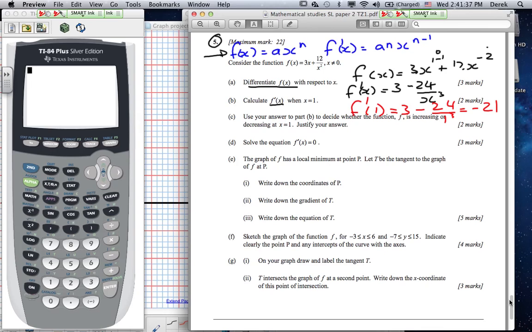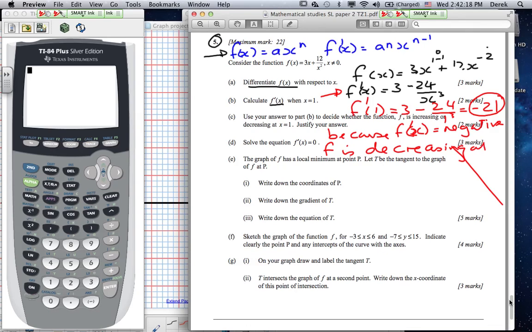And it says use your answer in part B to decide whether the function f is increasing or decreasing at x is equal to 1. Now remember this f prime of x, a differentiated value, is giving an equation for the slope. So when I have f prime of 1 and I'm getting negative 21, it means that the slope is negative. It means that it's going down and therefore decreasing. So because f prime of x is equal to a negative value, then we can say that f is decreasing at 1.